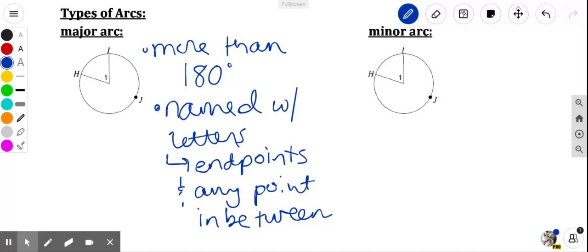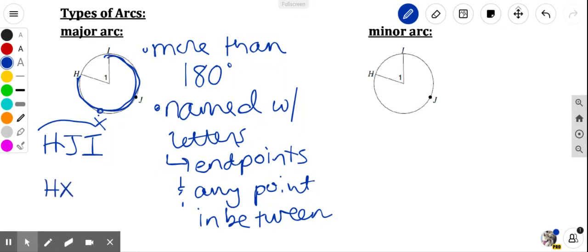Okay, so if you look at this picture, here would be a major arc, arc HJI. Notice I used the 2 endpoints and I used J, which is in between them. If I added another point in between them, that would open the door to more options of naming it, like I could say HXI now.